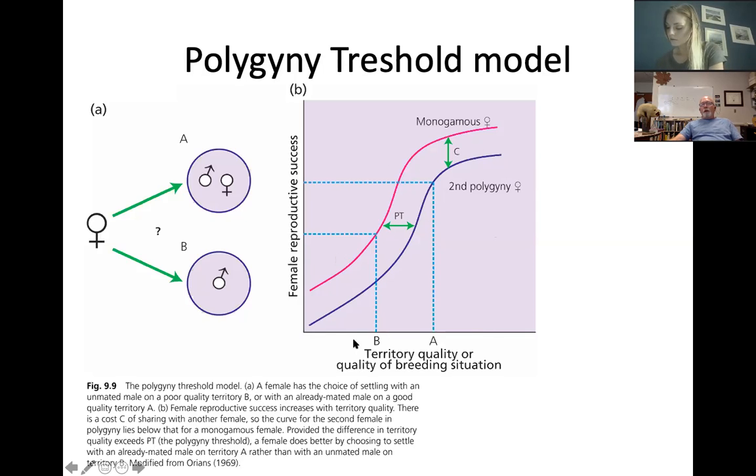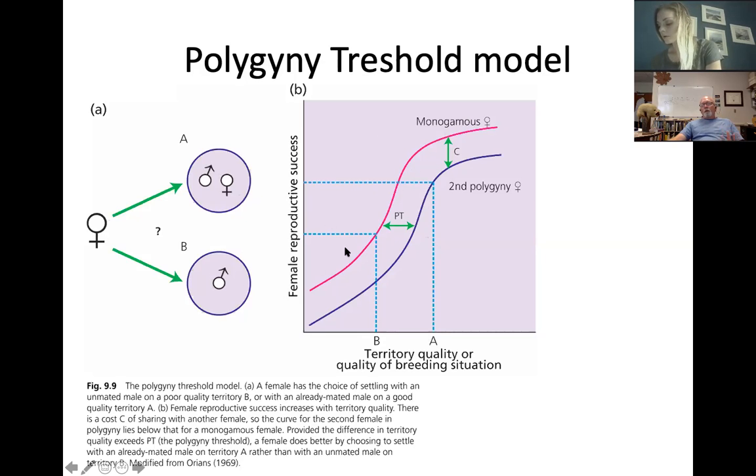Now, these curves vary on the basis of territory quality. Territory B has low territory quality, territory A has high territory quality. And this A and B in territory quality applies to A and B in these circles. So this female has to decide, does she join territory A up here, where there's already another female, or does she become the first female in territory B with this male?